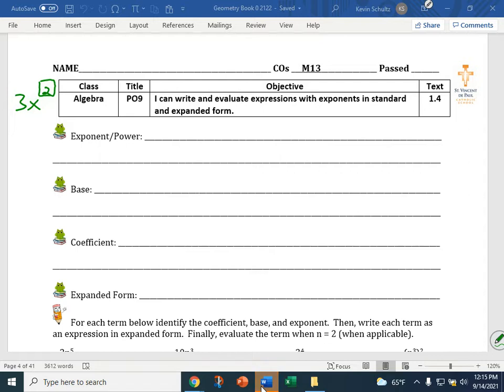You multiply it times itself by how many number there is? Yeah, the exponent tells you how many times you multiply something by itself. Okay, and what we call that is repeated multiplication. Okay, repeated multiplication.